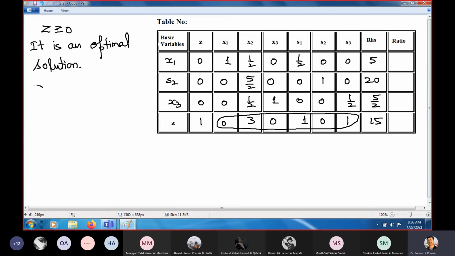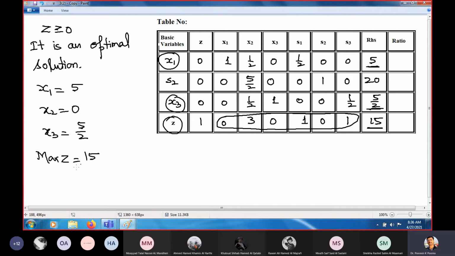And if this is an optimal solution, let us find the value. X1 is equal to, here is X1. What is the value? 5. X2, if you can see, is not there, so X2 is equal to 0. What is the value of X3? It is 5 by 2. Clear? And what is the maximum value of Z? Max Z is equal to the value of Z. It is 15. This is the value, 5, 0, 5 by 2 and 15.